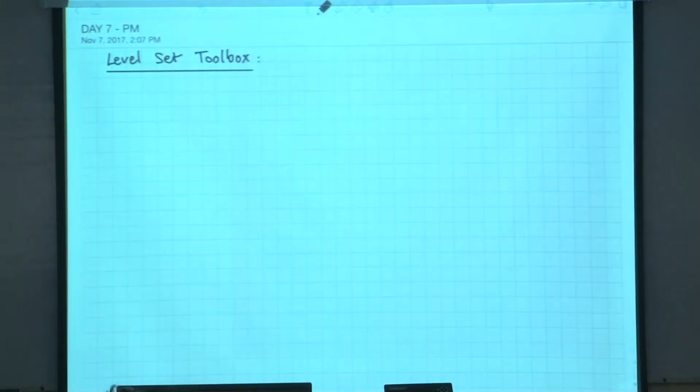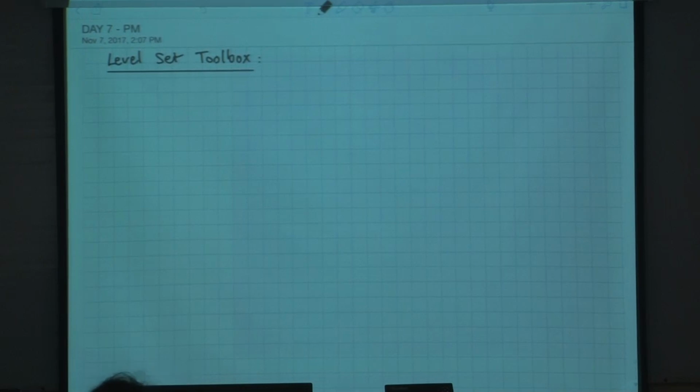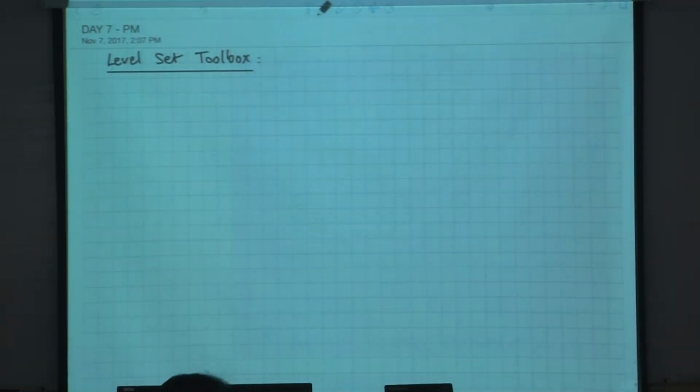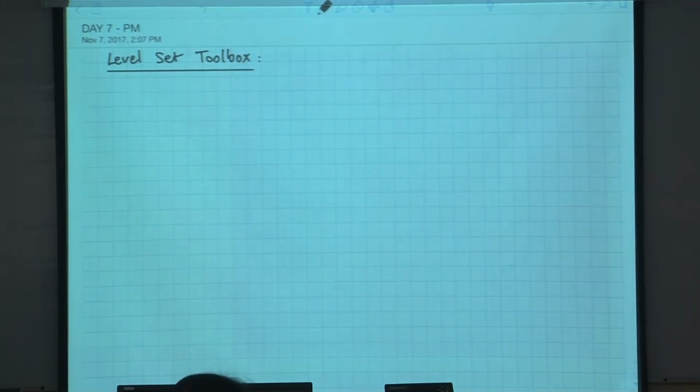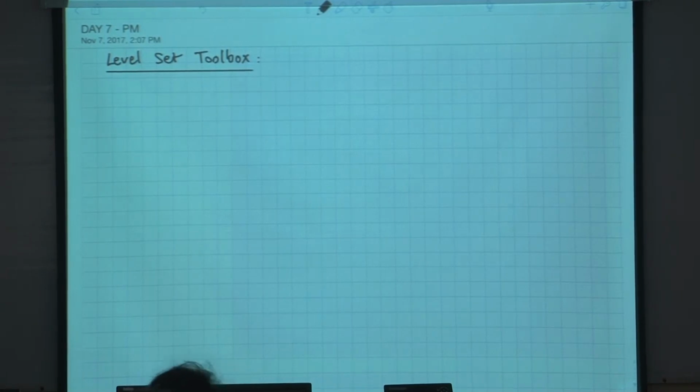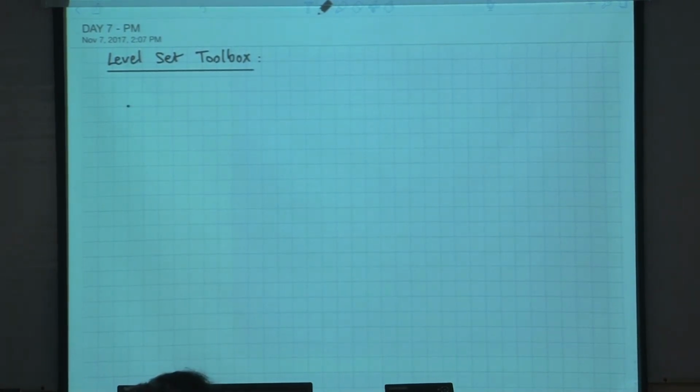So first of all, let me find my notes. Yeah, there you go. So once you have your level set function phi of space, you might be interested in computing a volume enclosed in your surface, or you might be interested in computing an area enclosed if you're doing 2D simulations. So let's say enclosed area slash volume.